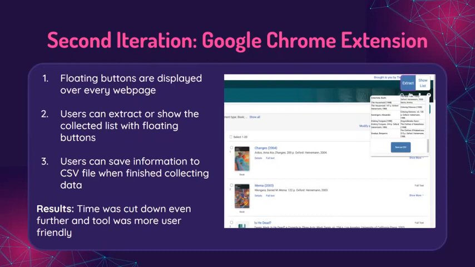So with this Google Chrome extension, when you run it, floating buttons will appear on the top right-hand corner of your screen, as you can see in the picture, with a button on the left saying extract, and a button on the right saying show list. So if you go to a results page, it'll read the HTML, copy the titles and the author list, and add it to a table here. And then once you're done compiling the results, go ahead and click Save as CSV, and it'll prompt a download window.